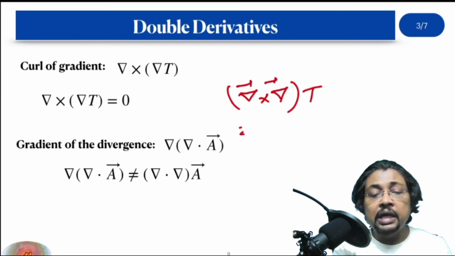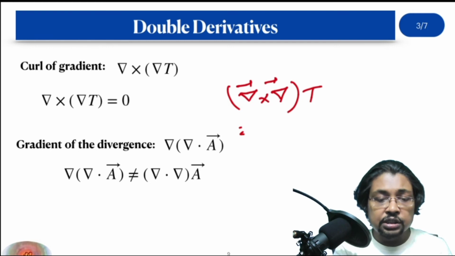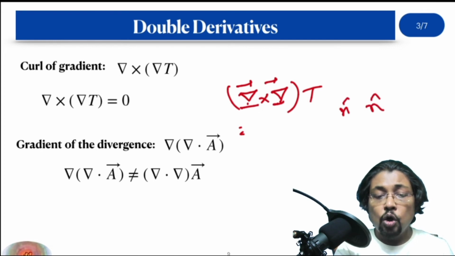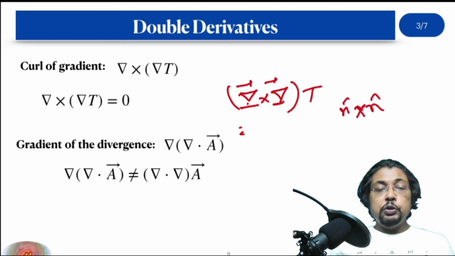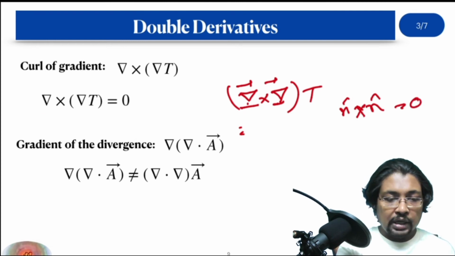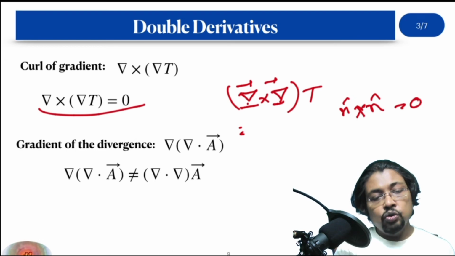So if you assume that these two are vectors in nature, then they should have some direction. Since these two are similar vectors, they have the same direction. So if one has direction n cap, the other must also have direction n cap. When you take the cross product between similar vectors that are parallel to each other, you will get 0. So that's why you simply get 0 by considering such an operation.